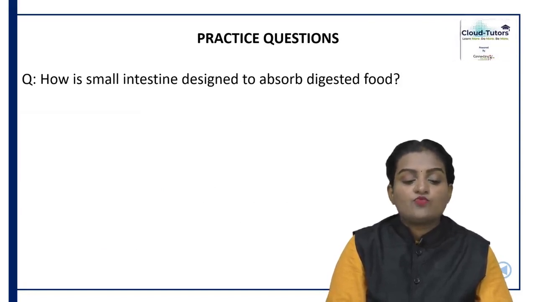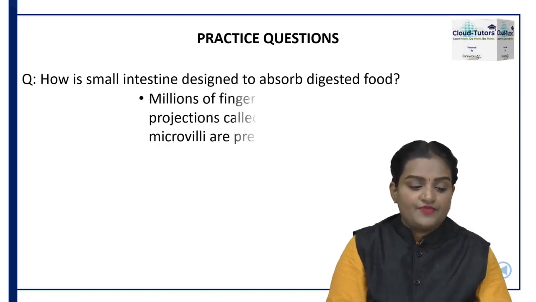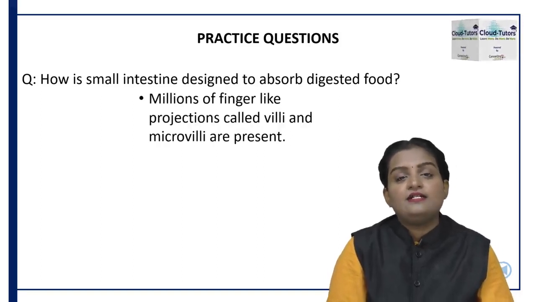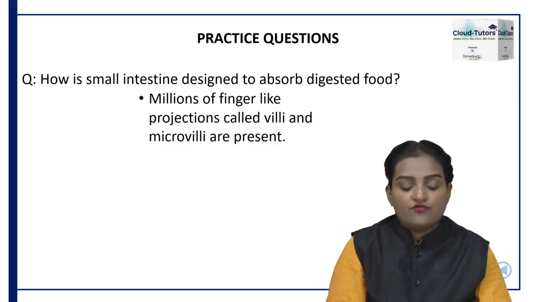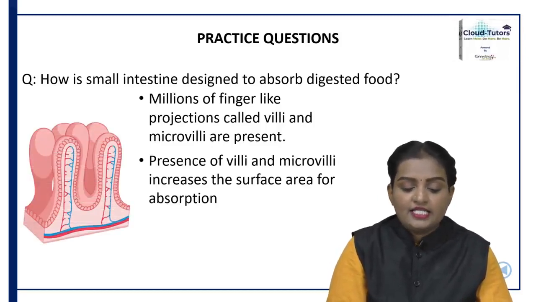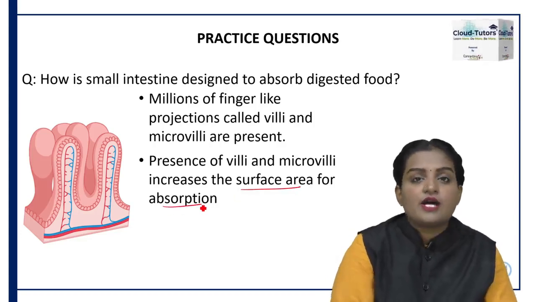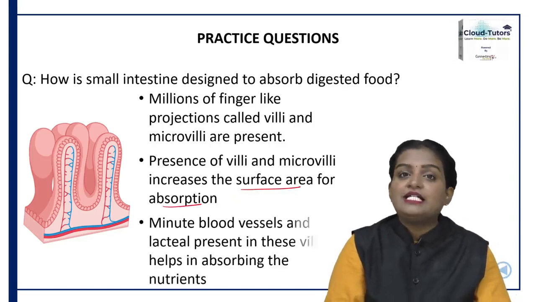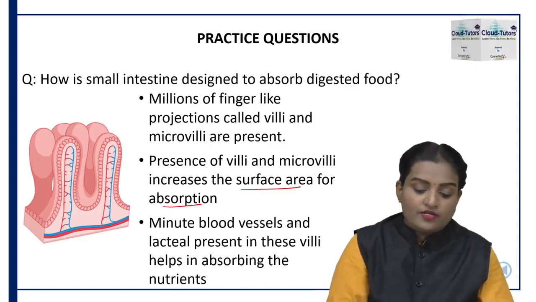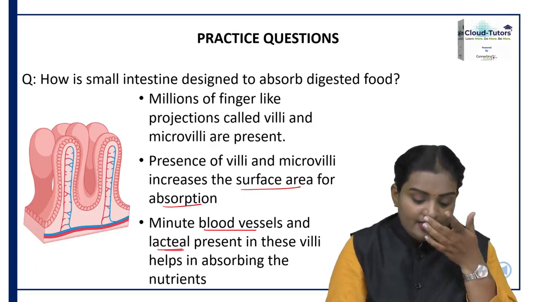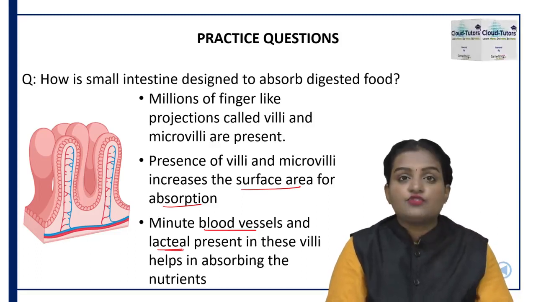Next: how is the small intestine designed to absorb digested food? It has millions of finger-like projections called villi, and villi in turn have microvilli in them, something like this. This increases the surface area for absorption. Apart from that, they are richly supplied with blood vessels and lacteal. Lacteal is the lymph vessel which helps in absorption of nutrients.